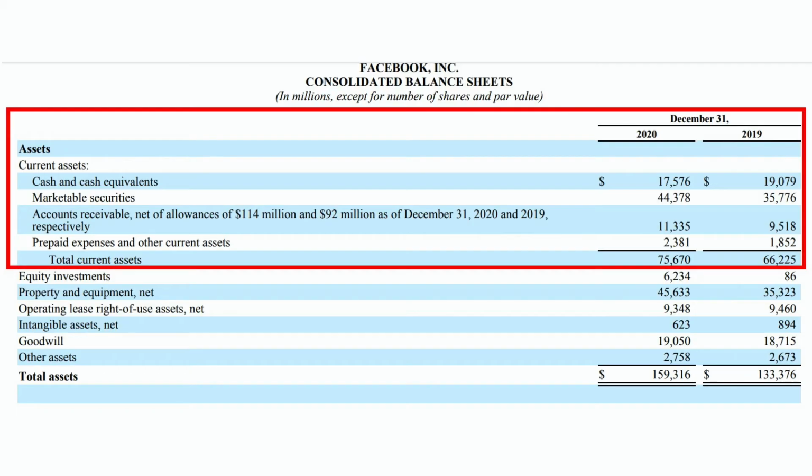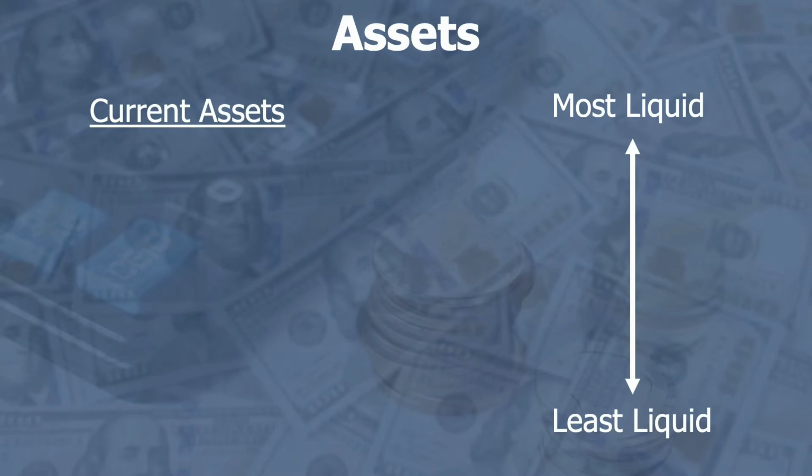Similarly with the income statement, with the balance sheet we start at the top and work our way down. So what we'll see first is all the company's assets. First we'll have the current assets, and these are the most liquid assets. This is anything which basically can be turned into cash within a 12-month period. This is shown in the order of liquidity.